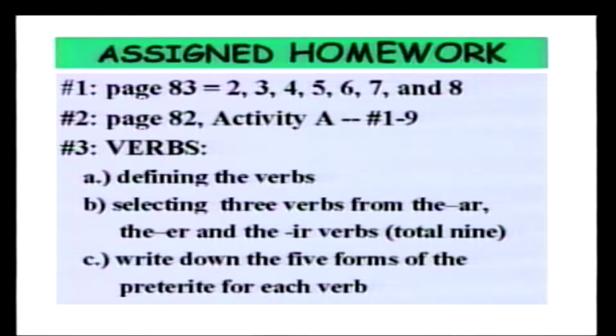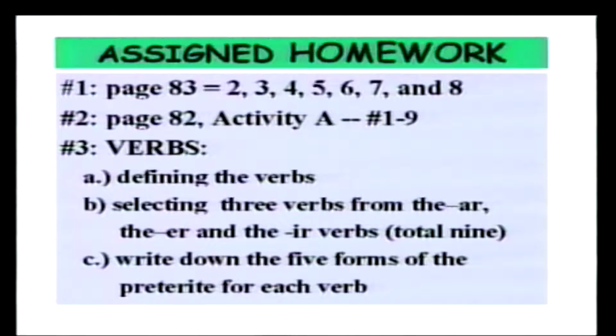We assigned homework number 1, page 83. Using the following verbs on page 83 under the pictures: hablar for number 2, number 3, jugar, number 4, tocar, 5, calificar, 6, pasear, 7, escuchar, and 8, trabajar. Also on homework number 2, page 82 in your Dime Dos book, activity A, 1 through 9. Homework number 3, defining from the list of AR and ER and IR verbs.